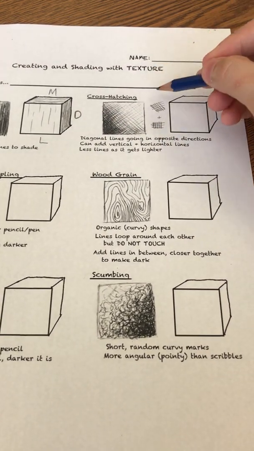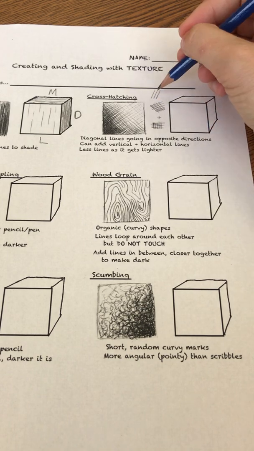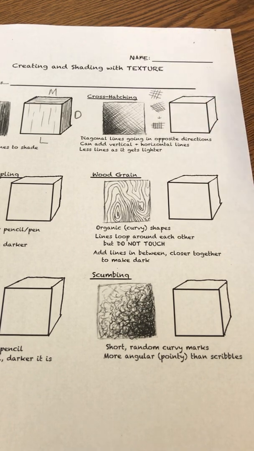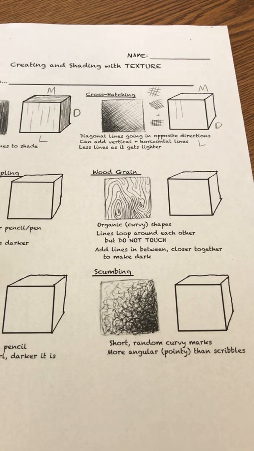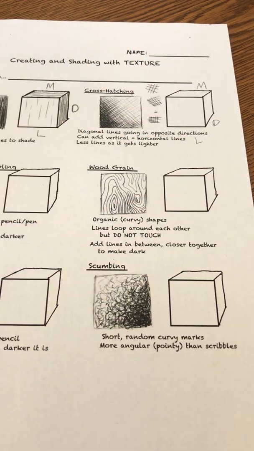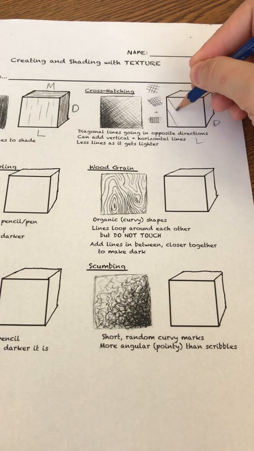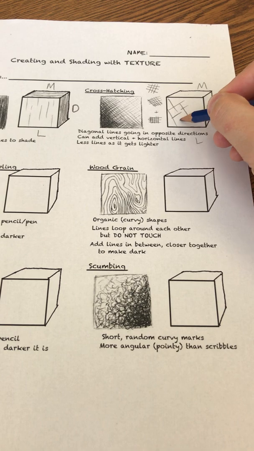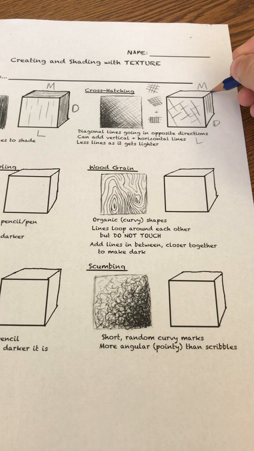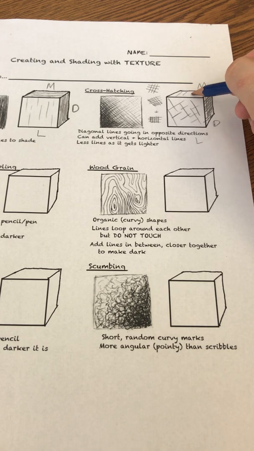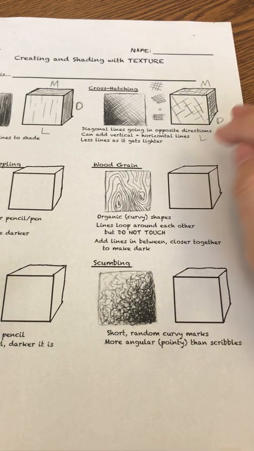So cross-hatching is going to be similar, but the lines cross over, kind of like a hashtag. So for the light, actually, I'm going to make it go at an angle. So the farther apart they are, the lighter it appears. Darker, closer together. Medium is somewhere in between. Okay?